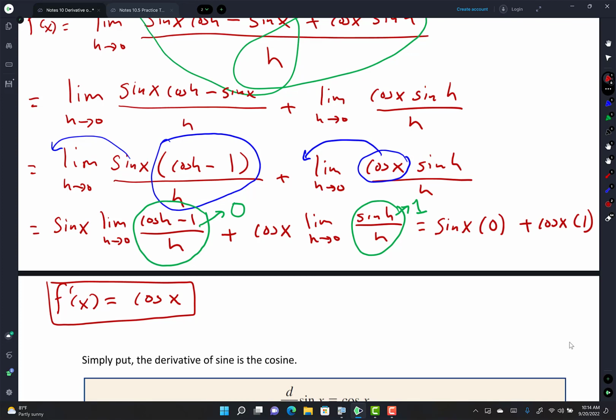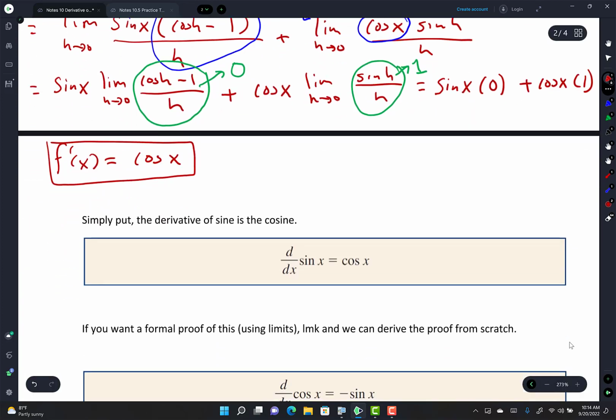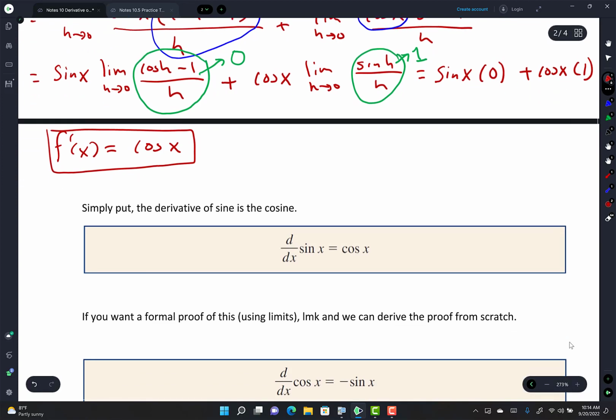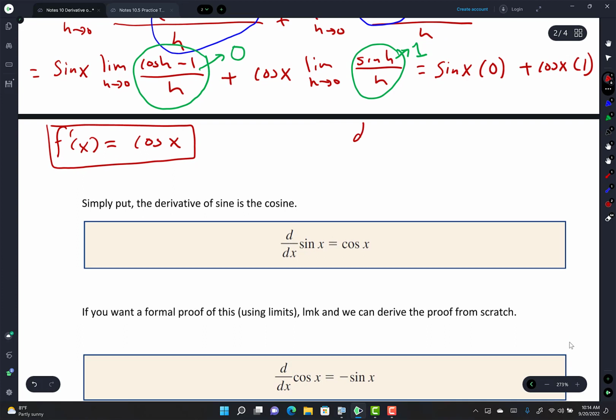So what's the derivative of sine x? Cosine x. There it is. d dx of sine x is cosine x. Take a guess. What do you think the derivative of cosine x is? Yeah, almost. The derivative of cosine x is almost sine x. It is negative sine x.